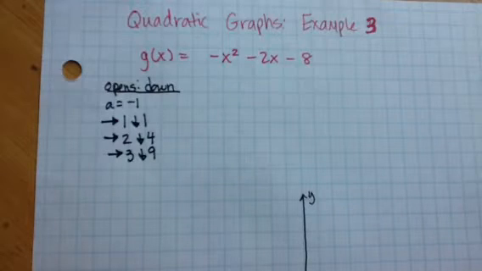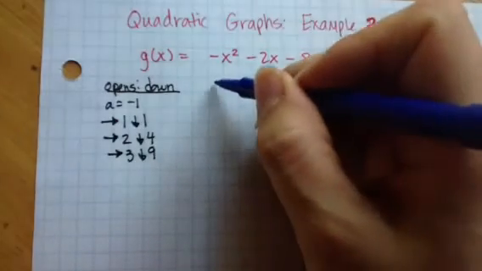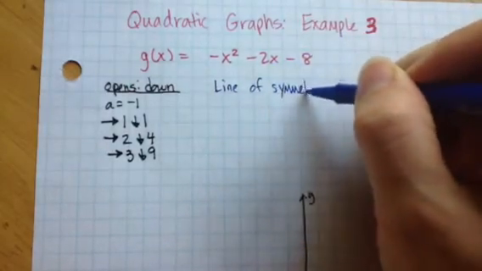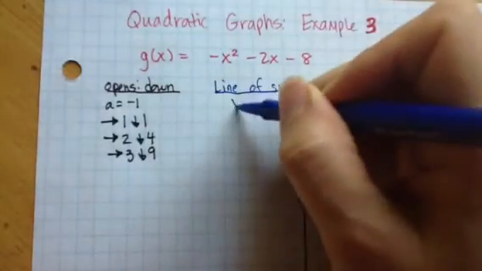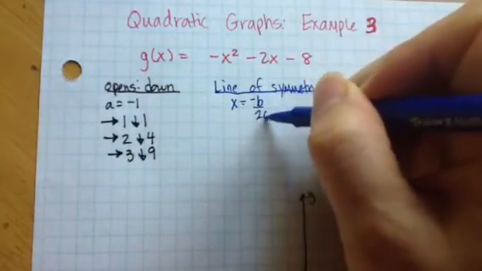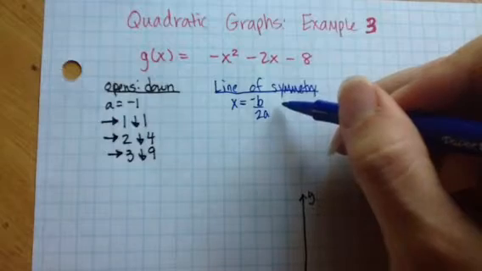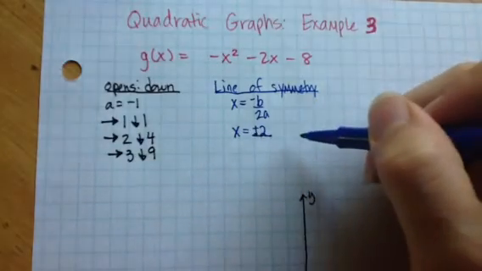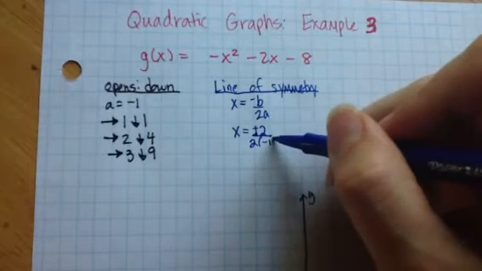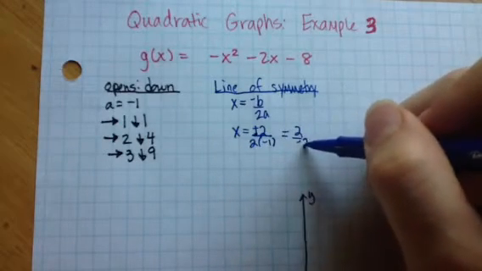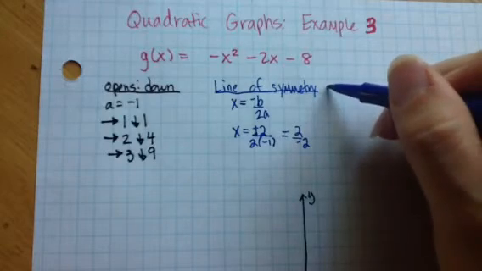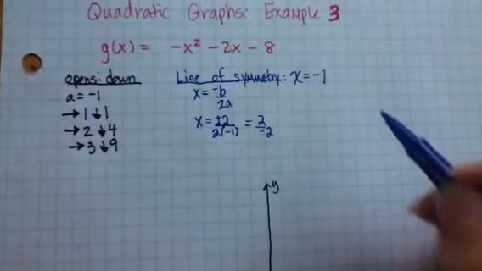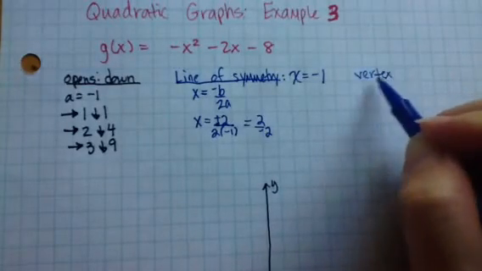Second, let's look at our axis of symmetry, or line of symmetry. The line of symmetry is x equals opposite b over 2a. So in this case, opposite b is positive 2 over 2a, 2 times negative 1. So that's 2 over negative 2. So the axis of symmetry will be x equals negative 1. And we can use that to find our vertex.